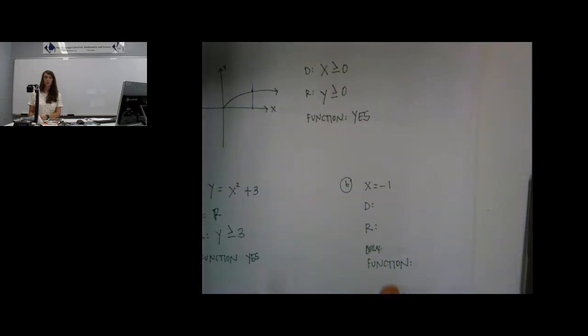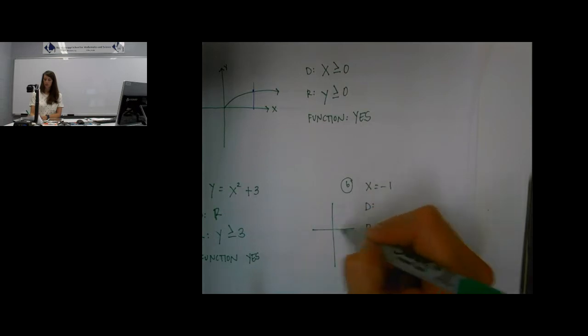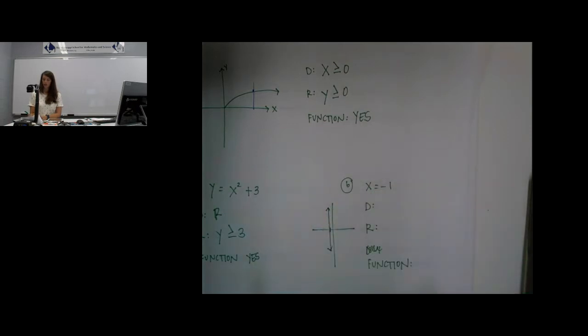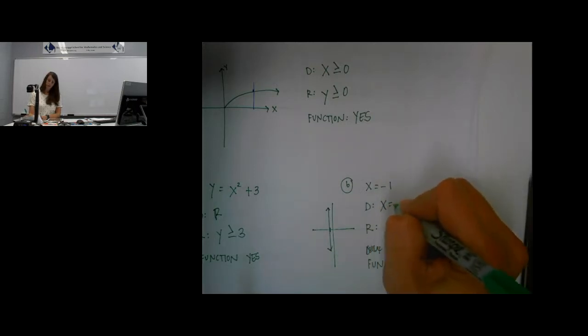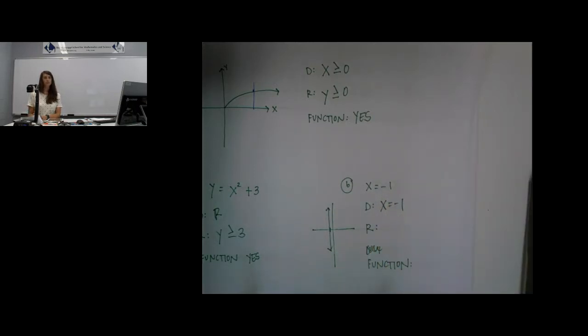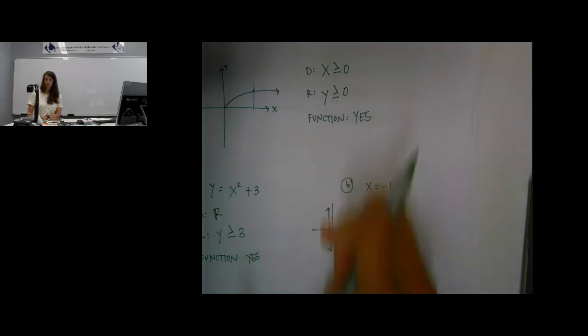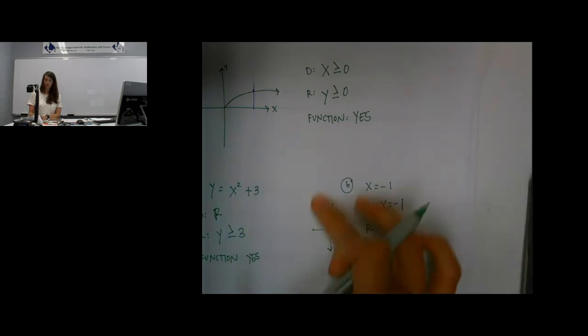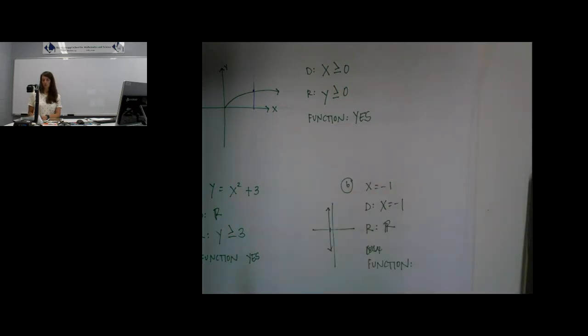All right, let's look at this next one here. So x equals -1. x equals -1 means that it's going to be a straight vertical line through the x-axis. So what is my domain? My domain is just x equals -1. That's all it is, only -1s there. The range is all real numbers because it's going to go through. So it's everything from negative to positive infinity.